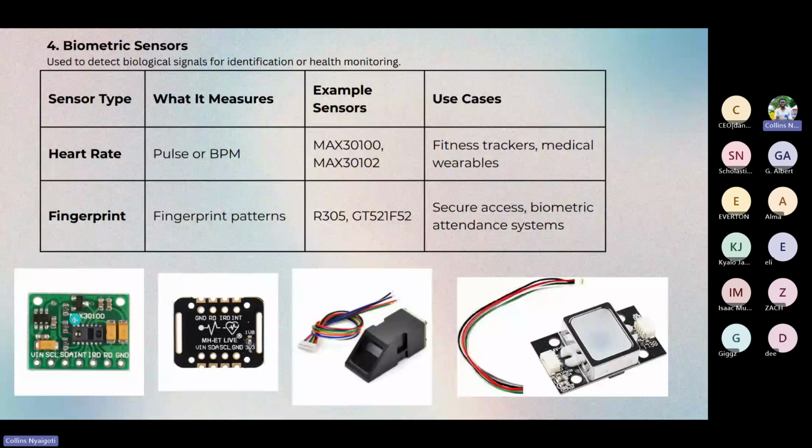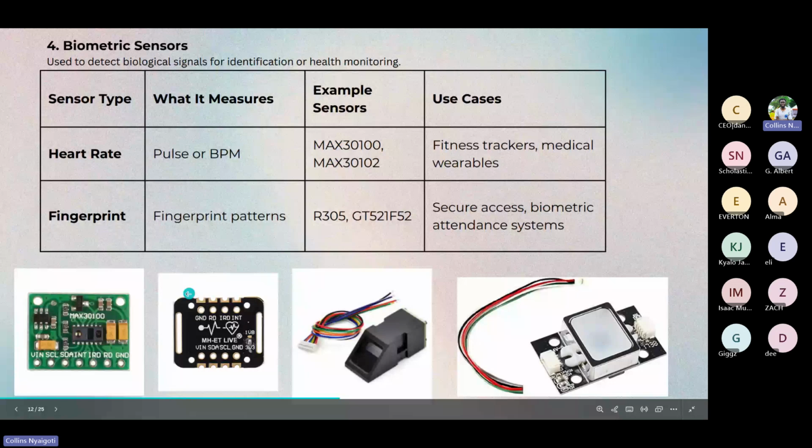Most of the heart rate smartwatches work with these sensors. You can see the use cases: fitness trackers, medical wearables. They work with the MAX30100 and the MAX30102, these two. There are others, but I cannot highlight all of them because there are a lot, and I've not worked with all of them. I've only worked with this one.